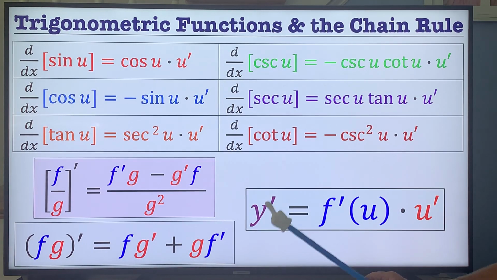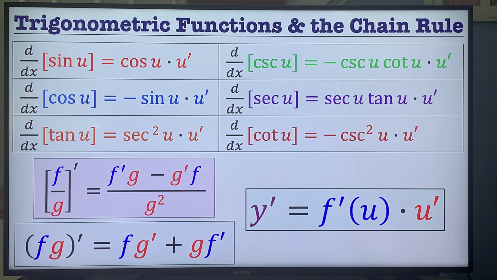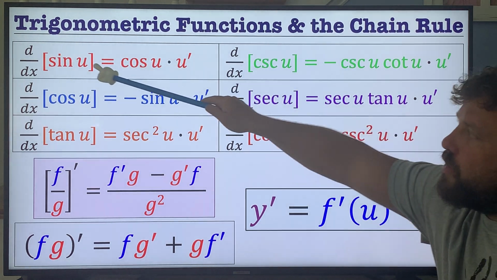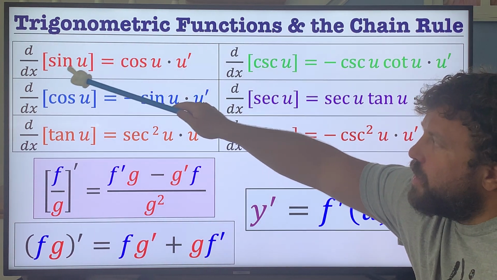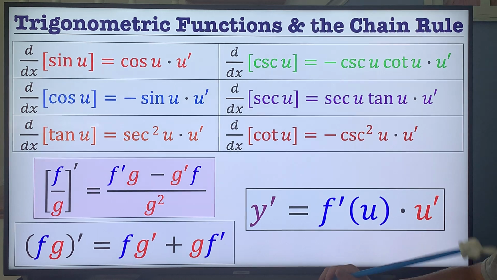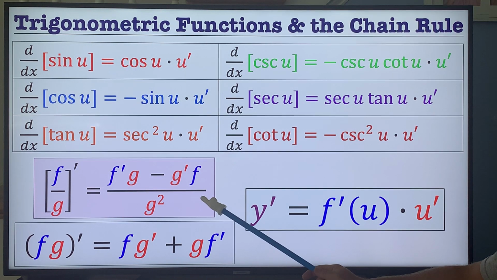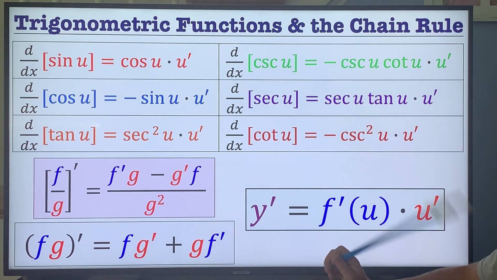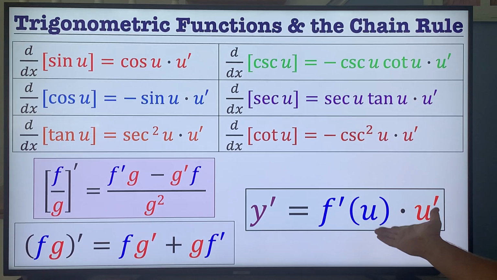Some quick shortcuts when using trig functions, and this sheet will be given to you when you take your test. For the derivative of sine, you would just take whatever the derivative was inside here, derive sine itself, and then put this back right in with there. All right? And we went over this multiple times, and I'll go over it when we go over it. And then you have your quotient rule, f prime g minus g prime f over g squared, and your product rule, f times g prime plus g times f prime, and of course, our chain.